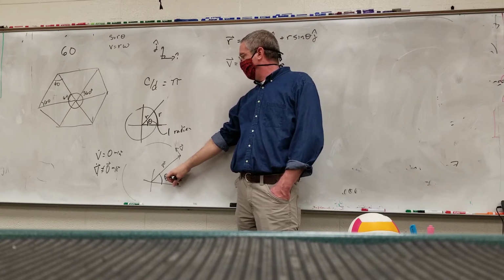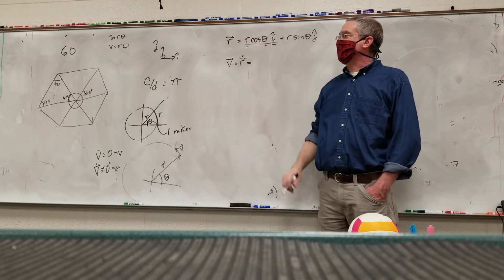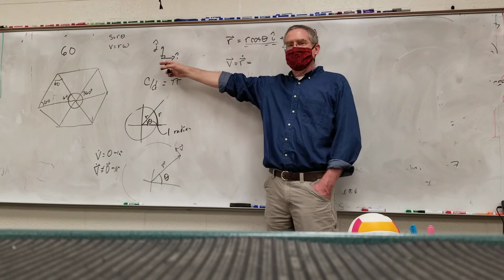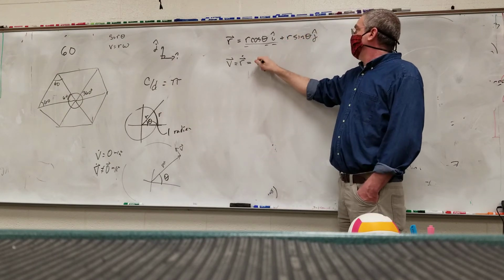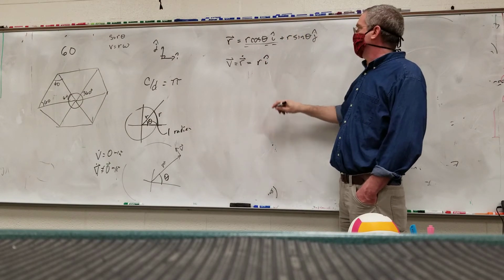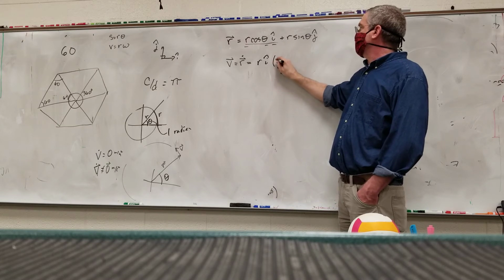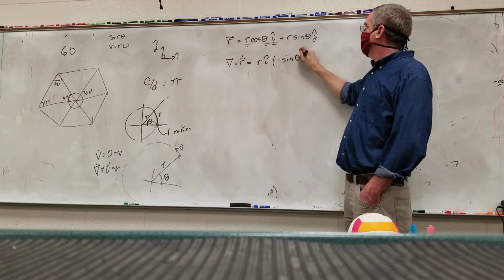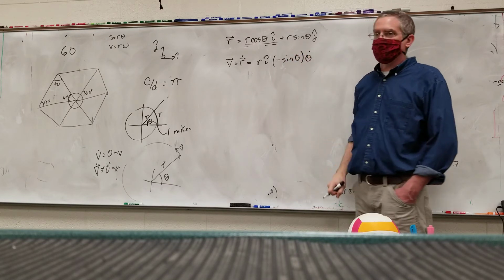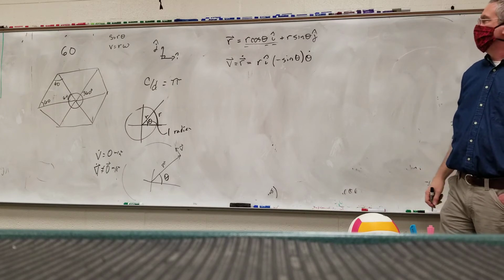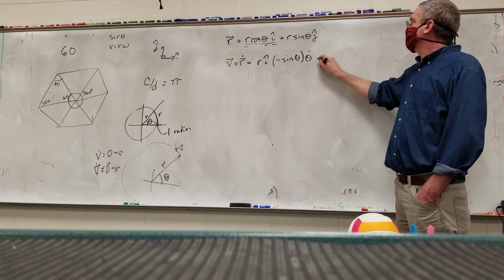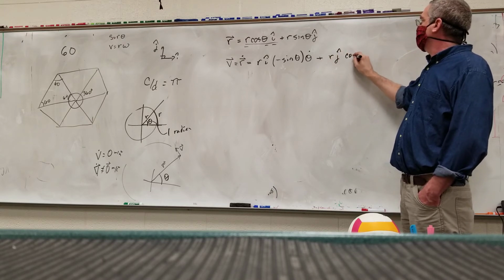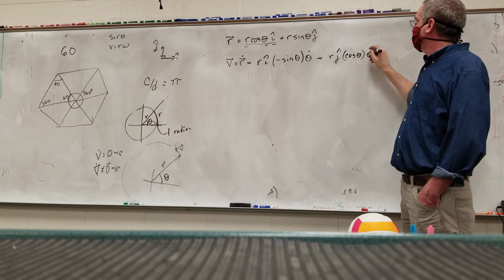And what about i hat? Is i hat constant? It is indeed. It's to the right. So r and i hat are constant, so I'm just taking the derivative of cosine. The derivative of cosine is negative sine theta, and then by the chain rule, the derivative of theta. Plus, with similar reasoning, r j hat times the cosine of theta times theta dot.